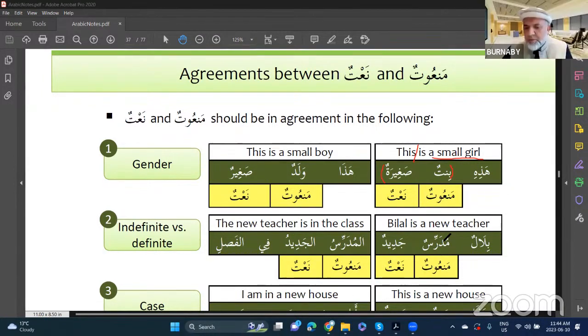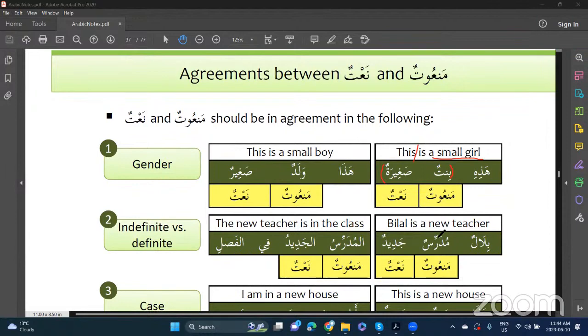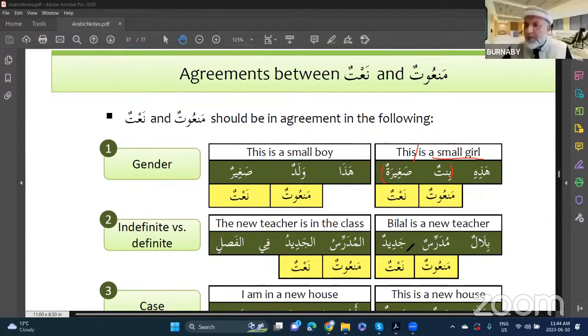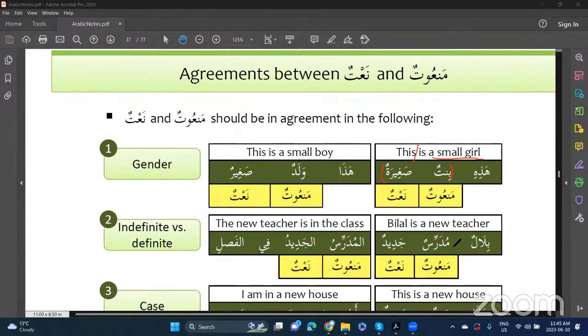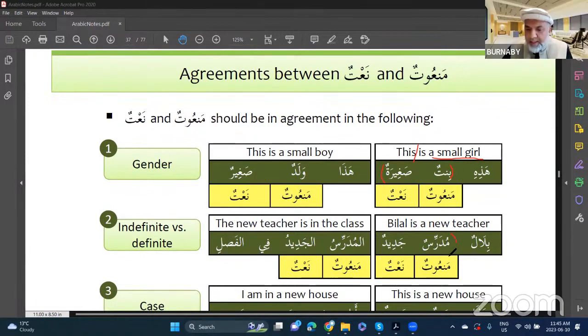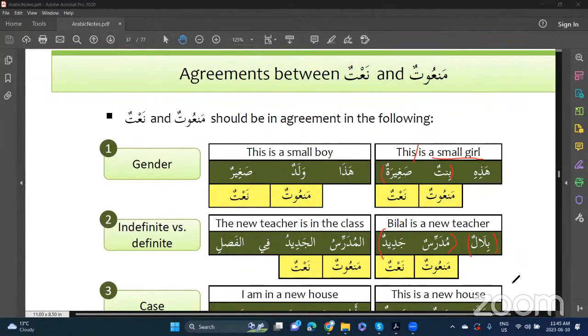Now look at this. Bilalun mudarrisun jadidun. Mudarrisun jadidun is new teacher. Is it marifa or nakira? Marifa. No, mudarrisun, there is no al here. That means nakira. So this is murakkabe tawsifi. This is my mubtada. Agree? Yes. Is this a nominal sentence?